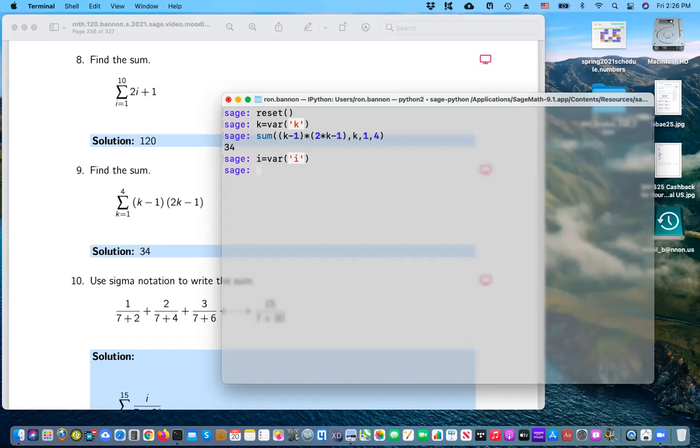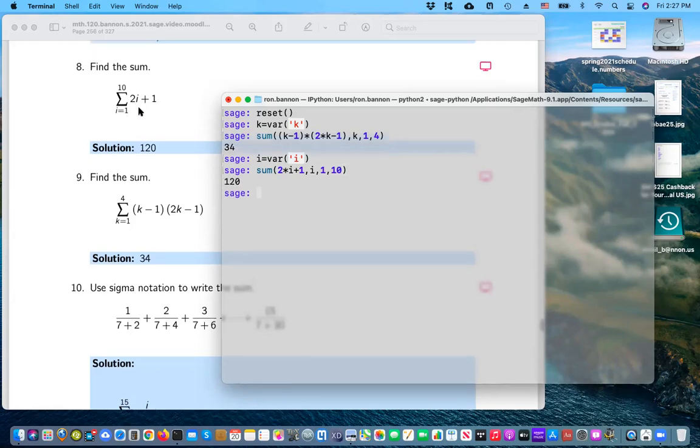Context is everything. So I'm going to write this down, and it's going to be sum, 2 star I plus 1, comma. What am I counting on? Well, the index is I. Where is I starting? At 1. And where does it stop? It stops at 10. 120. I feel good about that.